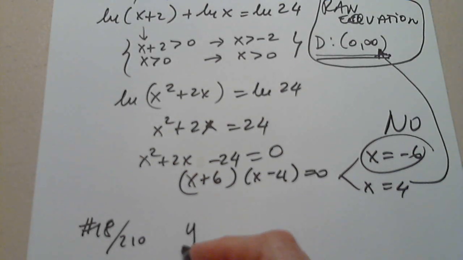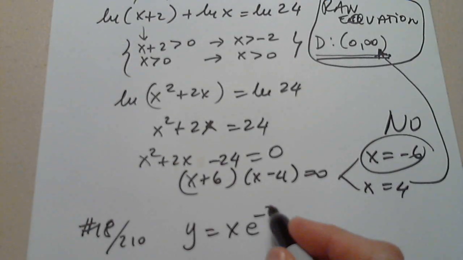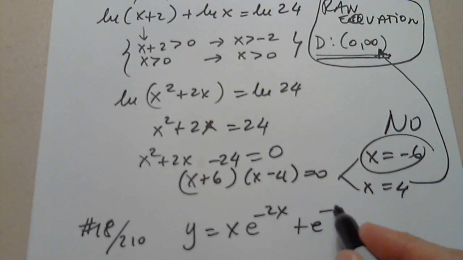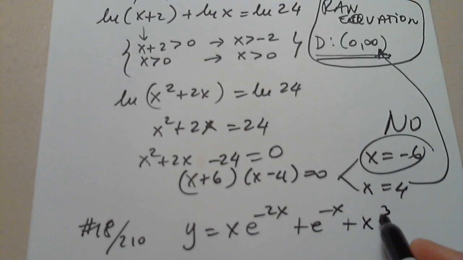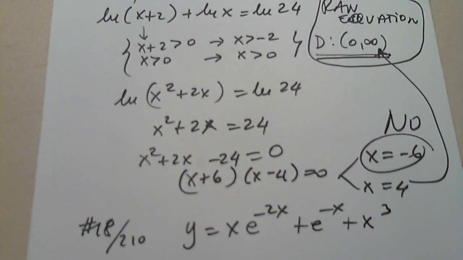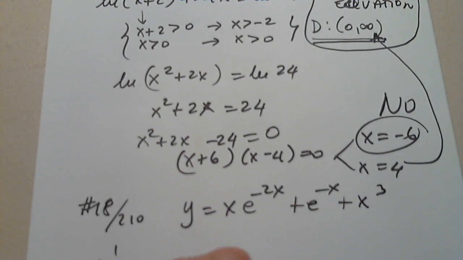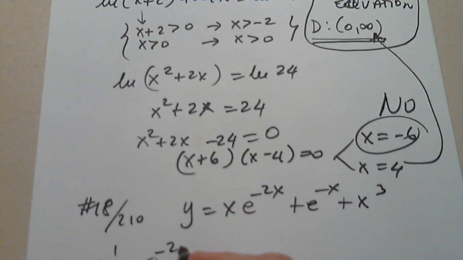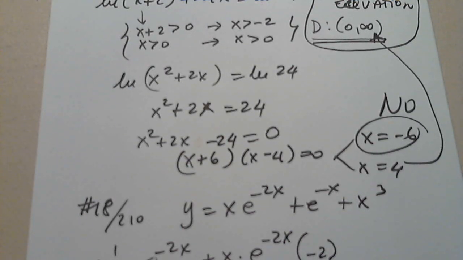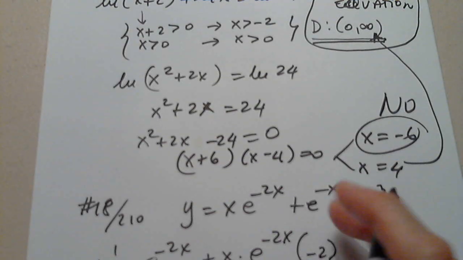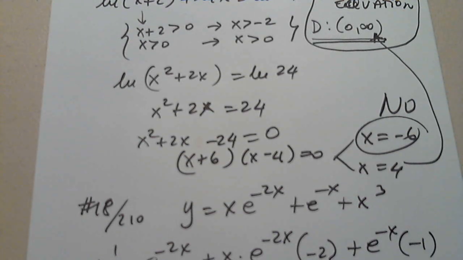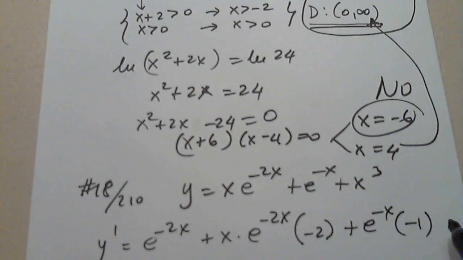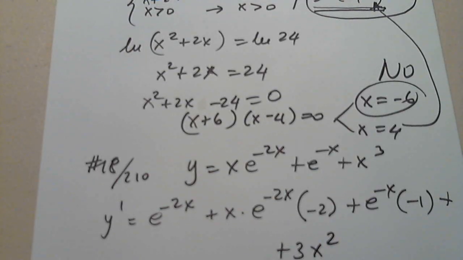Yes. Okay, perfect. So we have y equals x e to -2x, plus e to -x, plus x to the third, and we're asked to differentiate. When we're asked to differentiate, we're only asked to write y prime. This is a product. The first function prime is 1, e to -2x plus x times e to -2x times the inner function prime. Now I'm here, plus e to -x times the inner function prime. And now I'm here, and this is plus 3x squared. And yes, I will rearrange it a little bit.